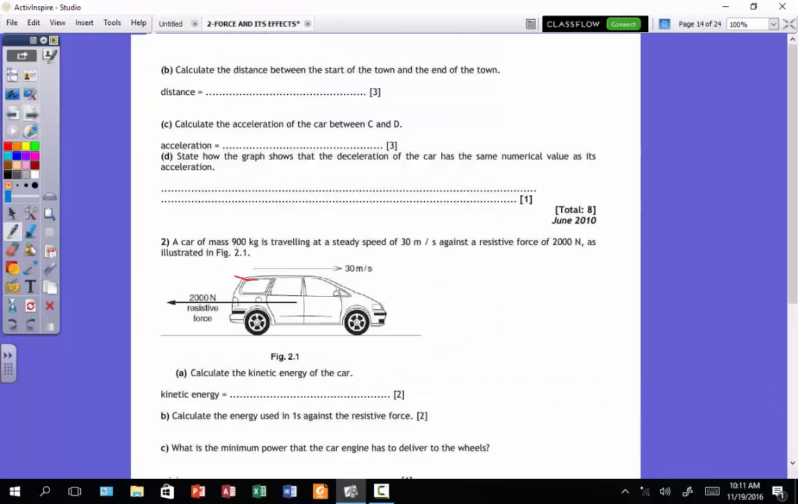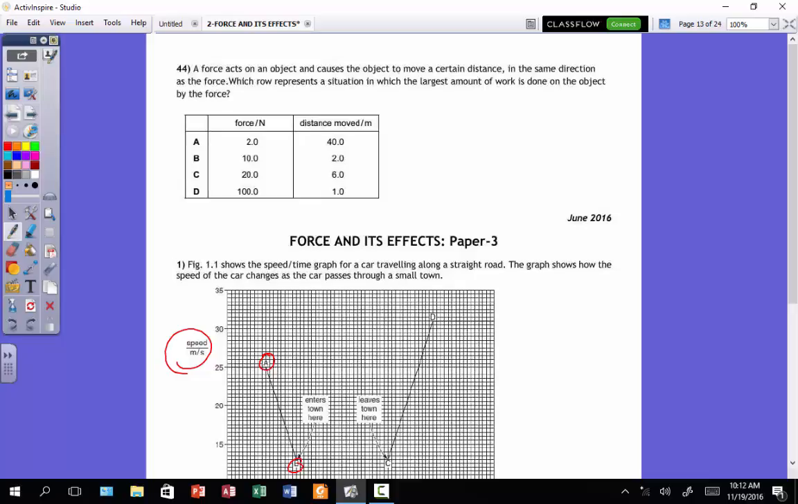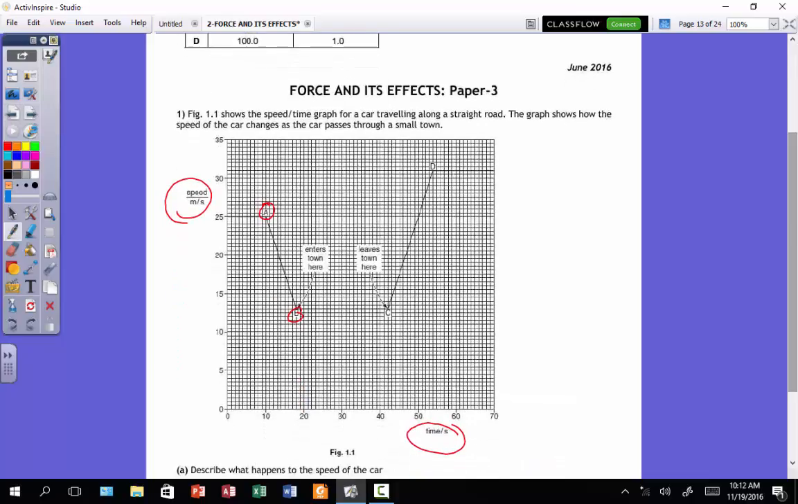Now, let's look at the second one, B. Calculate the distance between the start of the town and the end of the town. We need to look at the distance when it enters the town and leaves the town, between B and C. On the speed-time graph, the area underneath gives us the distance covered.